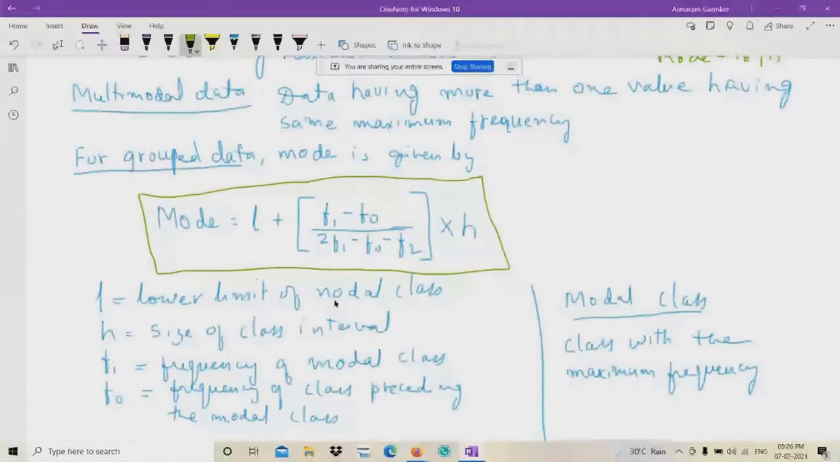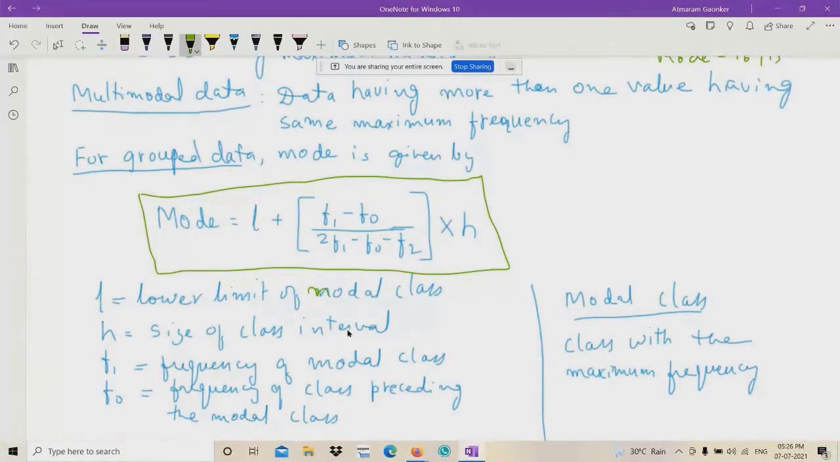So L is the lower limit of the modal class. This is the lower limit of the modal class. We will see what the modal class is. And there is a problem on the modal class too. I will solve that, and you will understand it better at that time.